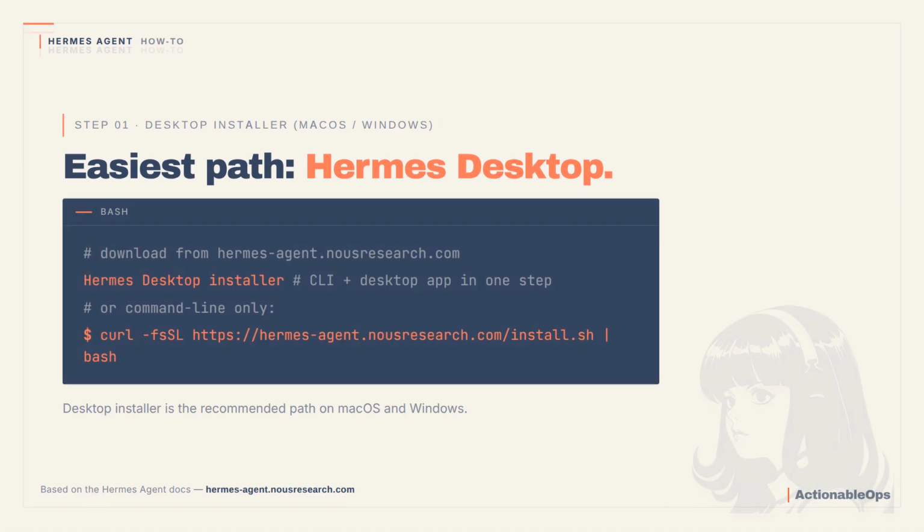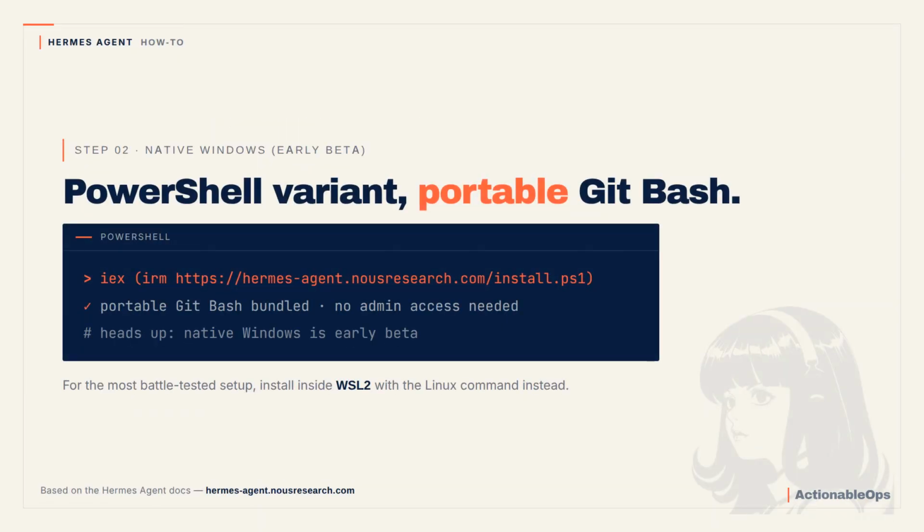native Windows. On Windows, the most battle-tested path is WSL2, then run the same Linux curl command inside it. Native Windows works but is still early beta, so WSL2 is the safer call.